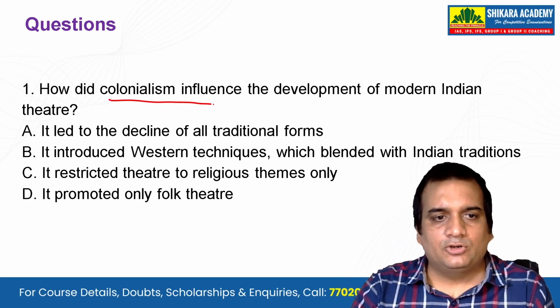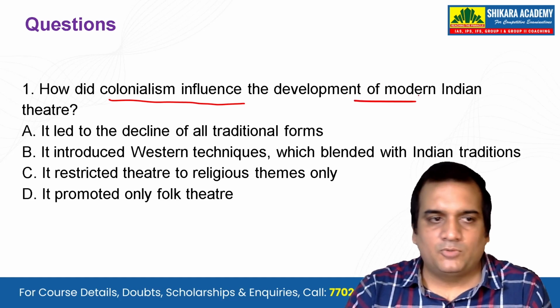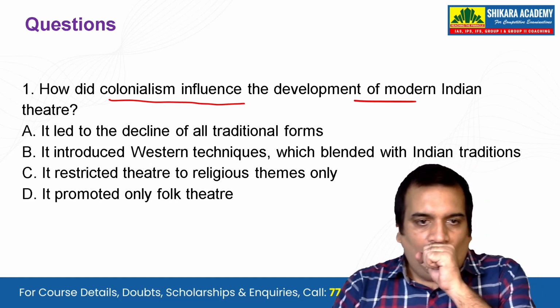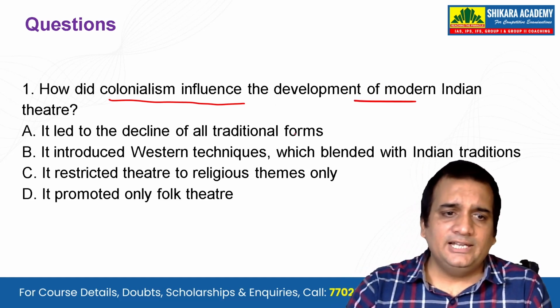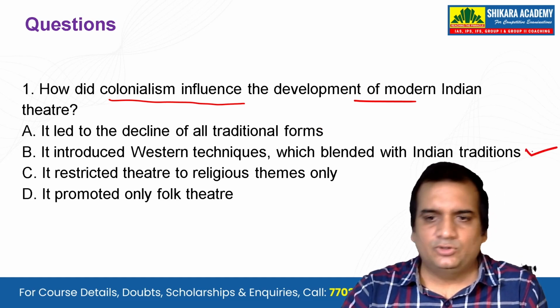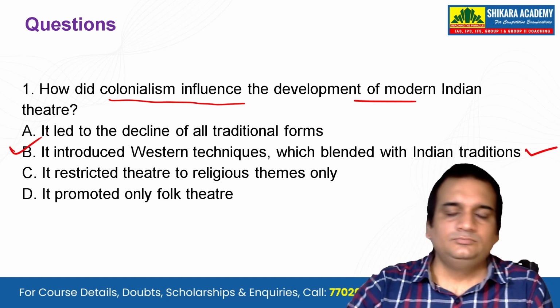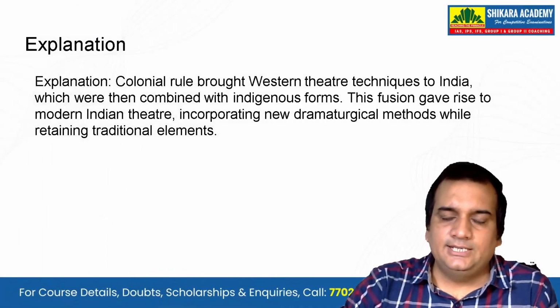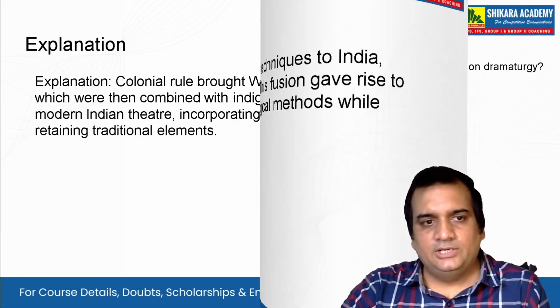Number one, how did colonialism influence the development of modern Indian theatre? It led to the decline of all traditional forms. It introduced Western techniques. I think this should be the correct one. B is the correct one. You can see this explanation by pausing the video. Let's see the next question.